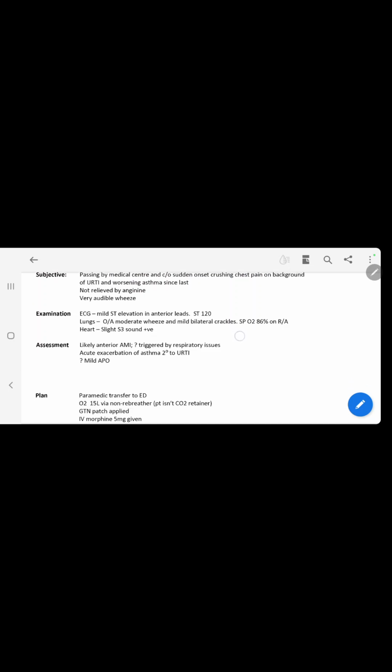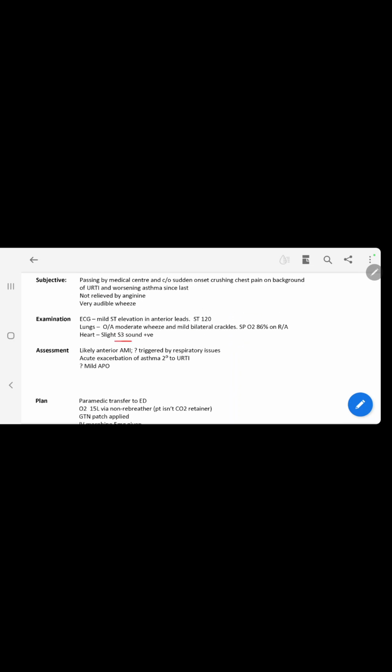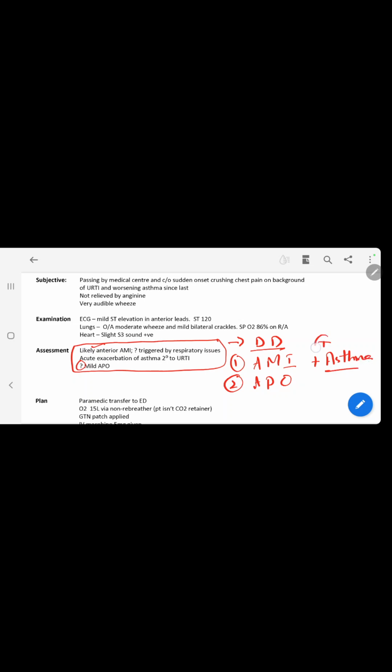So the most important part of this writing task will be the assessment. In the assessment, we have the differential diagnosis. The first diagnosis is acute myocardial infarction. The second DD is acute pulmonary edema, that we are suspecting, likely, with a question mark meaning suspected. And the third, which is confirmed, is asthma or the worsening of asthma, right? Now with reference to that, we have to see the case notes.